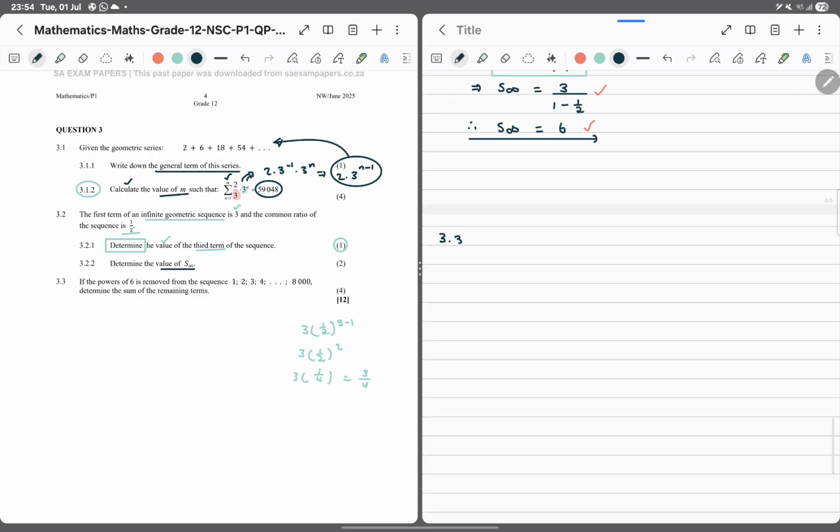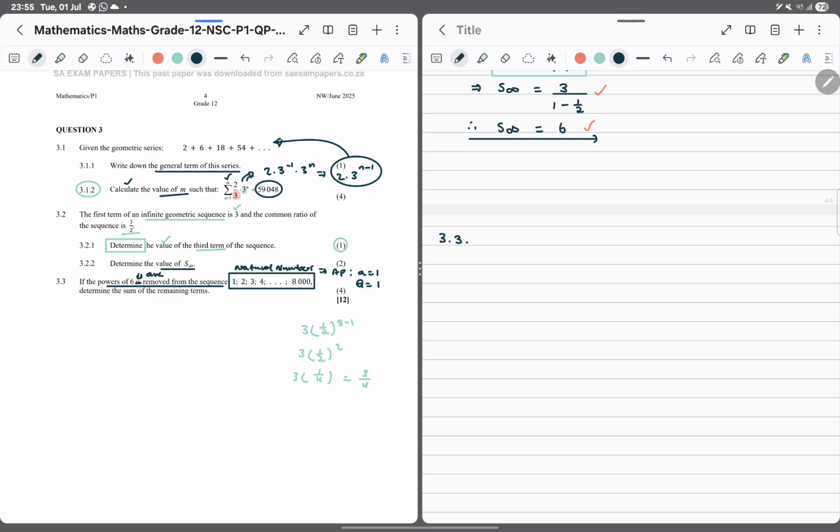Okay, so we've got 3.3. We are told if powers of 6 are removed from the sequence. Now we've got the sequence here. What is this sequence? 1, 2, 3, 4, all the way to 8,000. These are natural numbers. Now the sequence of natural numbers is an arithmetic progression with A is 1 and D is 1, because they just differ by 1. So this is good. So we don't have to worry about it.